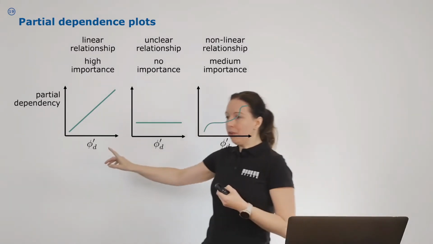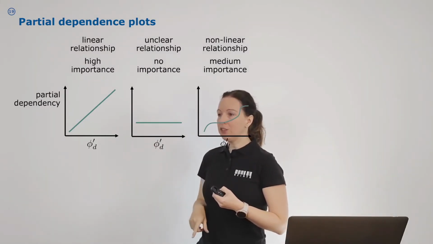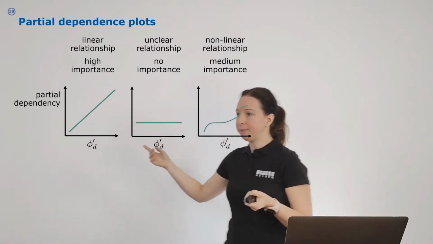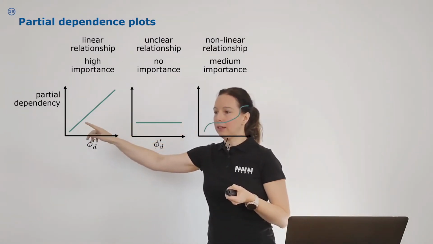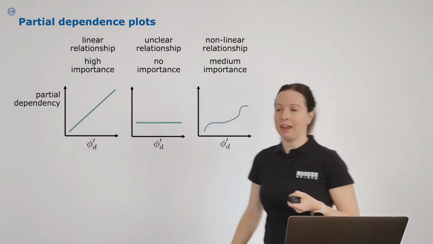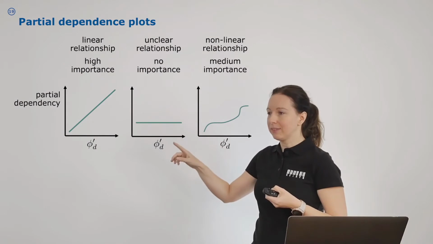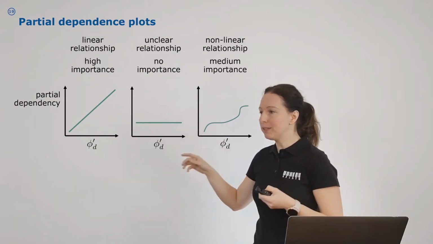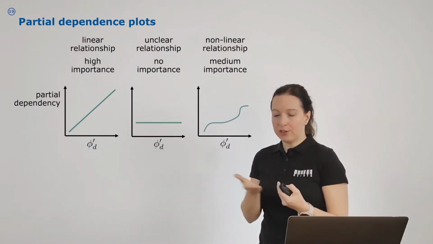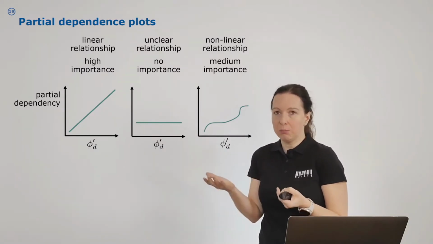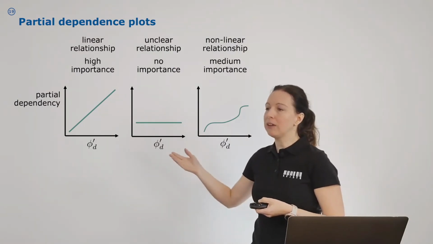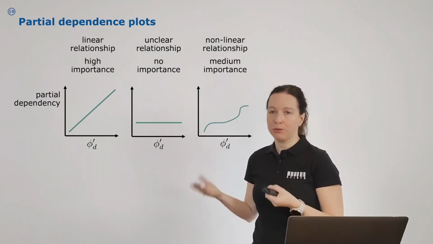For example, if you have a plot like this, it means you have a linear relationship, because when you change the input, the output changes in a similar way. And also because it looks like this here and not like this here, it means it has a high importance. And speaking of no importance, when you have a plot like this, it means when you change the value of the feature, nothing in the output will change. So it means it has no importance. But also you cannot say anything about the relationship, because this feature will not tell you anything about it.